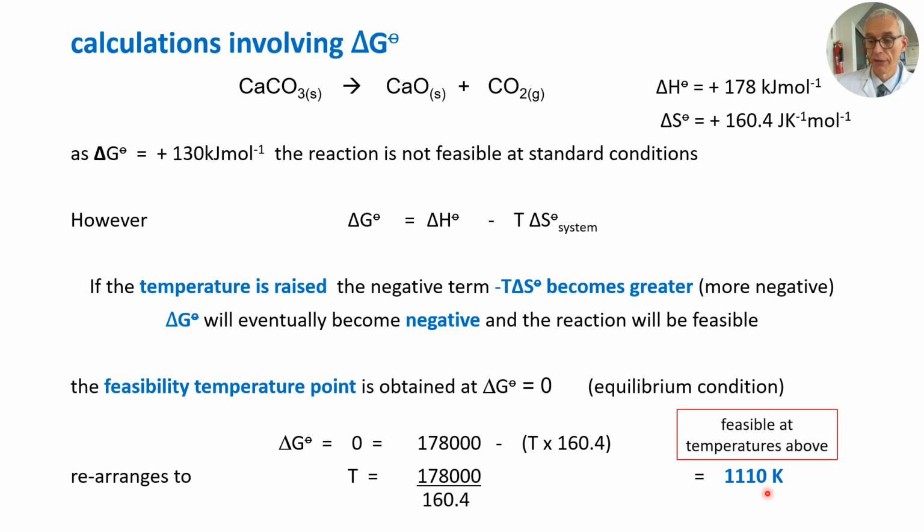So the reaction is feasible at temperatures above 1110 Kelvin. At that temperature, delta G equals 0. Below that temperature, delta G is positive and the reaction is not feasible. Above that temperature, delta G is negative and the reaction is feasible.